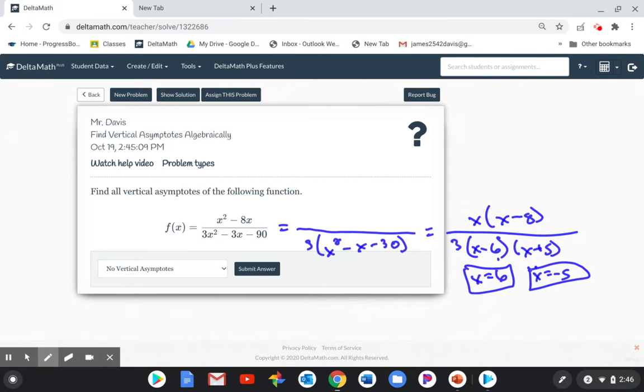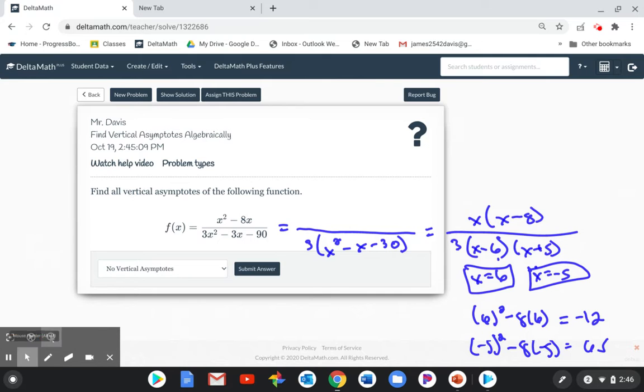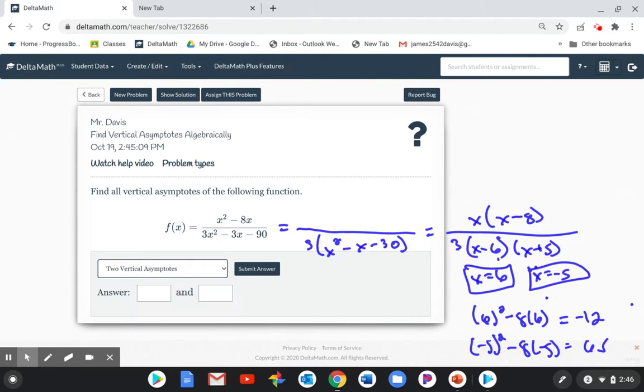There's no cancellation. Again, if you plugged them in, you would get 6 squared minus 8 times 6. So it'd be 36, like negative 12. Same as if you plugged in the other one. 25 plus 40, so that gives you like 65. So in either case, it doesn't give you 0, which means we want to keep both of them. So we're going to say 2 vertical asymptotes, x equals 6 and x equals negative 5.